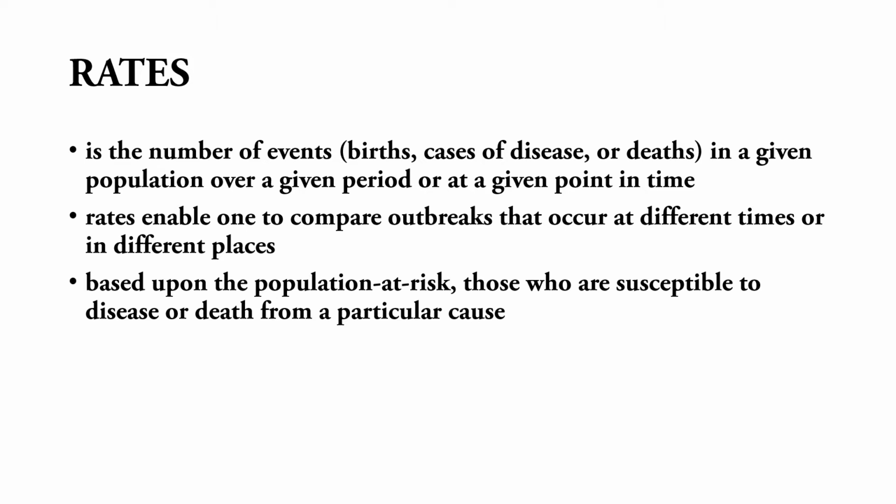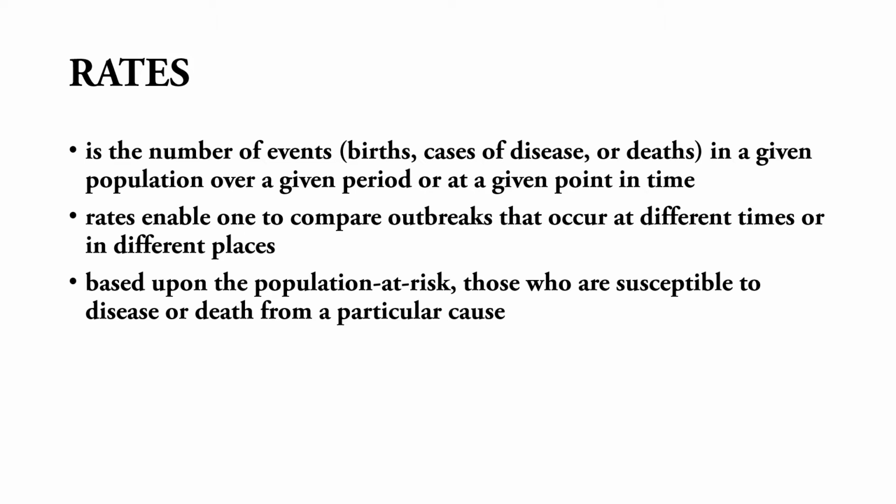Where this rate is actually the number of events, for example, can be birth, cases of diseases or deaths in a given population over a given period of time. So you can see here the three important things that we have to consider when we talk about rates. Number one is the event, number two is the group of people, and number three is the point in time. The rates enable one to compare outbreaks that occur at different times or different places.